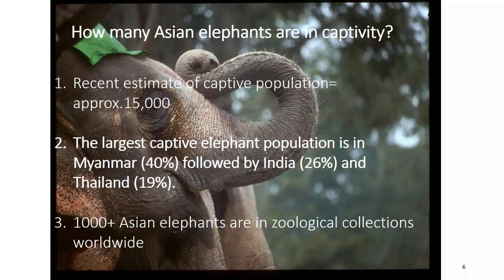It's about 15,000. The largest captive elephant population is in Myanmar, which is about 40%, about 6,000, followed by India and Thailand. So this presentation is all about elephants in captivity. I am not the appropriate person to talk about wild elephants, so the wild elephant population is not included in this presentation. There are another 1,000 Asian elephants in zoological collections worldwide. So these are the numbers of elephants in captivity.